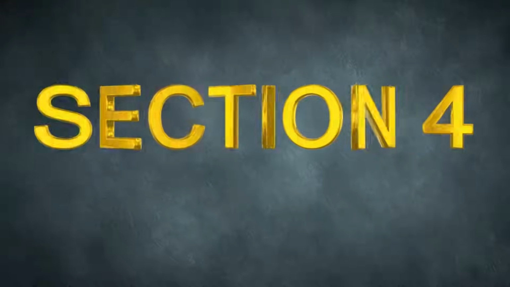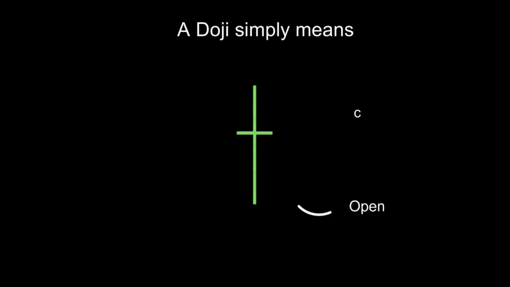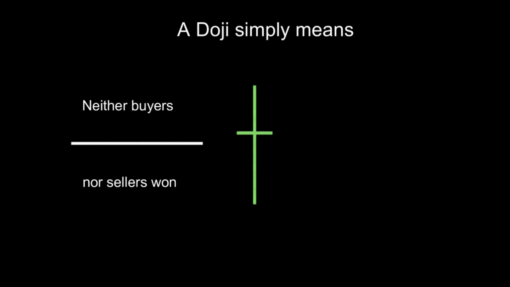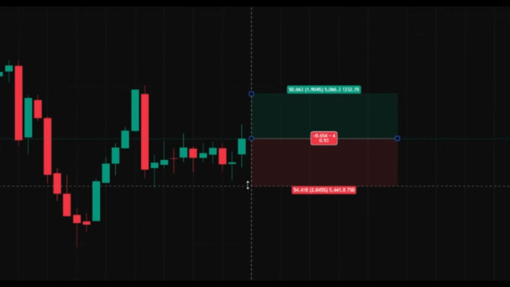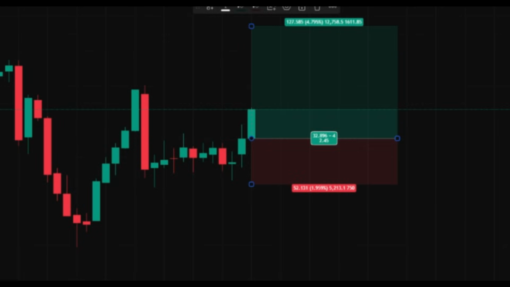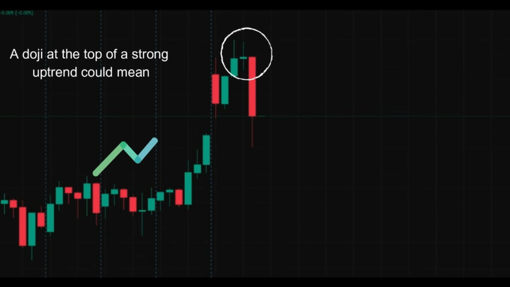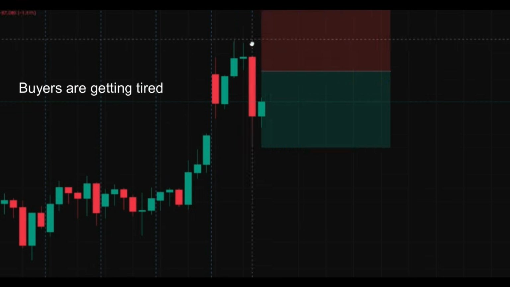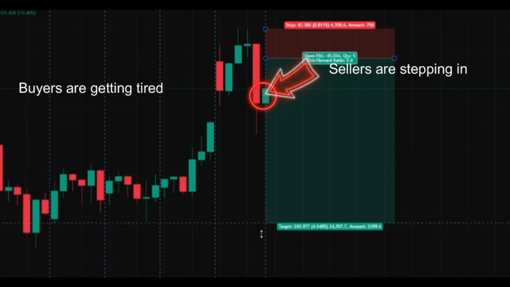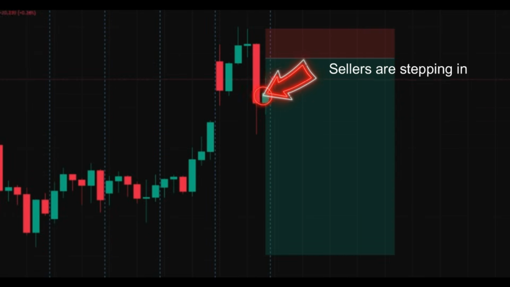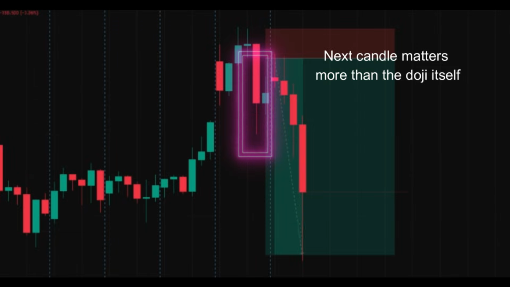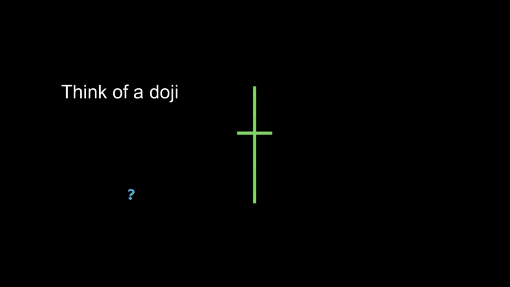Section 4. The doji, indecision, not magic. A doji simply means open and close are almost equal. Neither buyers nor sellers won. It's balance. But beginners treat dojis like automatic reversals. They're not. A doji at the top of a strong uptrend could mean buyers are getting tired. Sellers are stepping in. Pause before continuation. You need confirmation. Next candle matters more than the doji itself. Think of a doji as a question mark, not an answer.